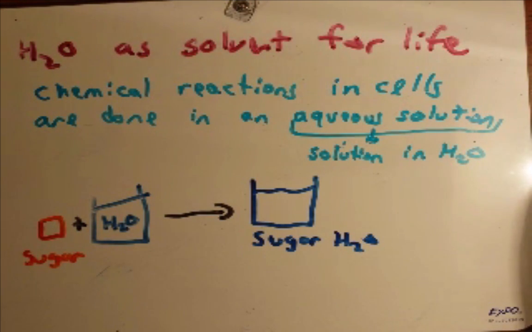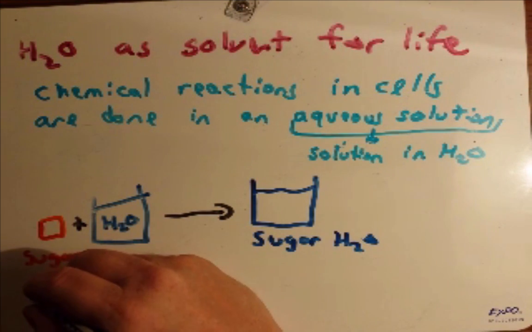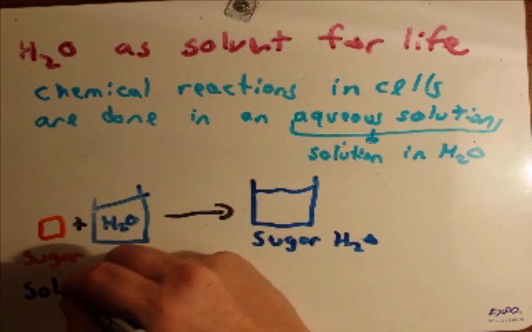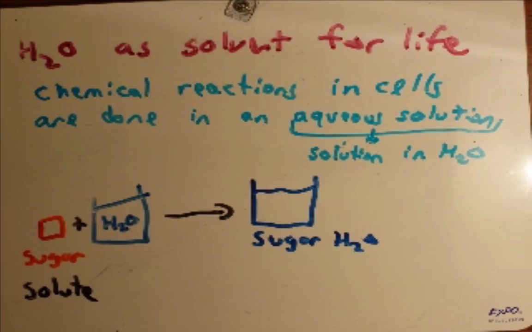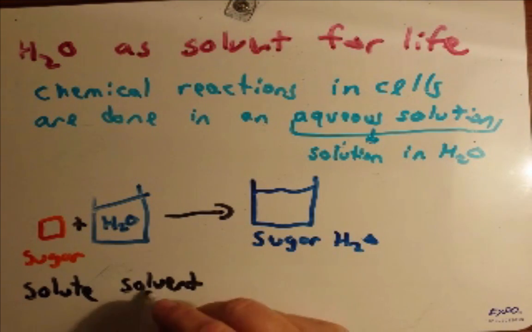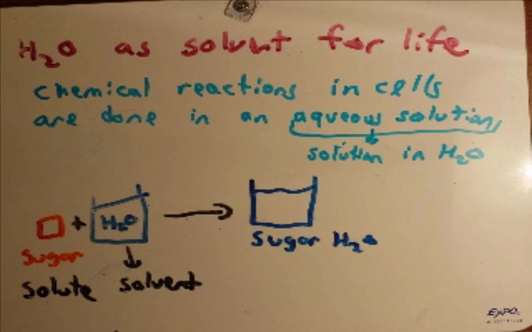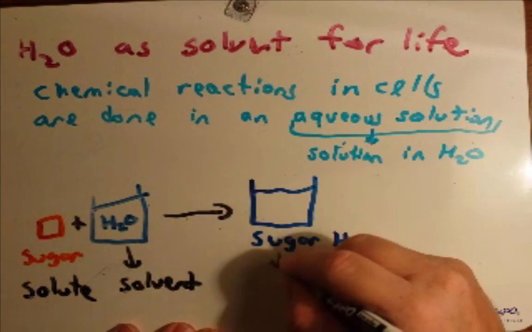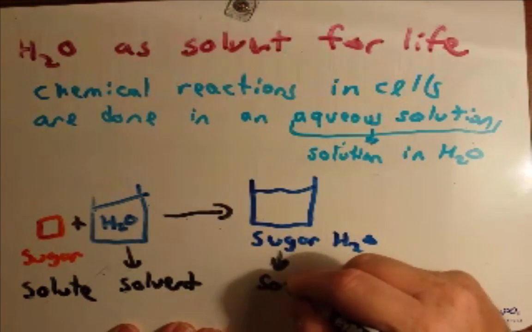So in this example here, the sugar is the solute. The solute is the substance being dissolved. The water would be the solvent. The solvent is the agent doing the dissolving of a solution. It is the liquid portion of the solution. The solute you can think of as the solid part that is being dissolved. And when they all come together, this we call the solution.